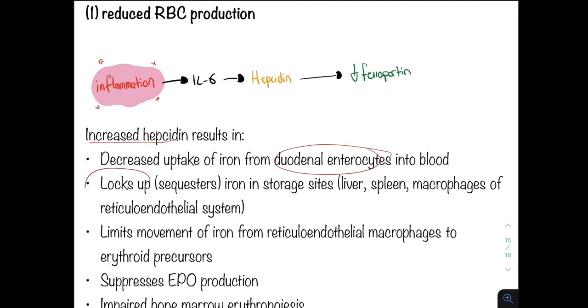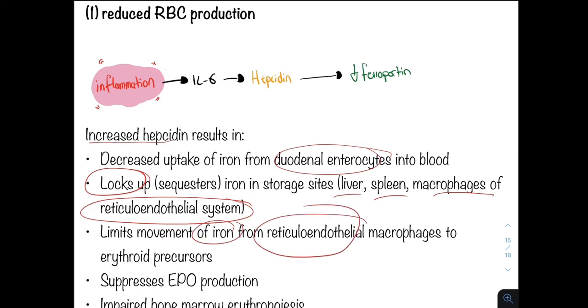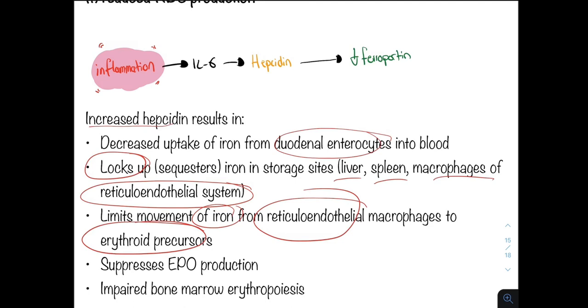It also locks up the iron in the storage sites, including the liver, spleen, and the macrophages of the reticuloendothelial system, and limits the movement of iron from the reticuloendothelial system to the erythroid precursors. Hepcidin also suppresses erythropoietin production. Remember, erythropoietin induces erythropoiesis, which is the production of red blood cells. So we end up with impaired bone marrow erythropoiesis, and this retarded erythropoiesis causes the anemia.